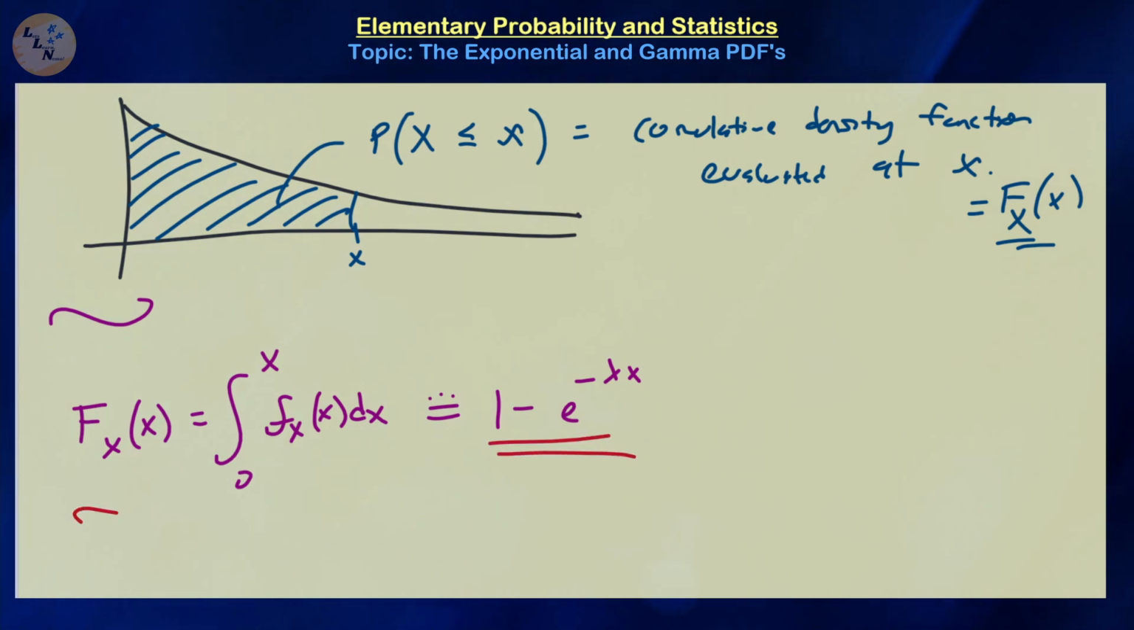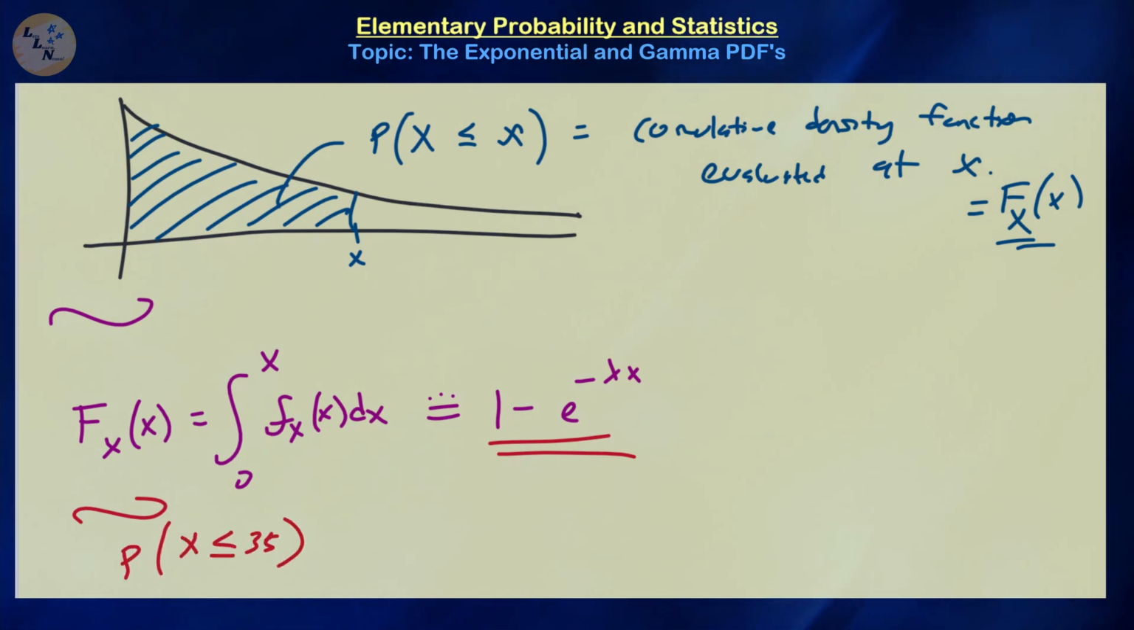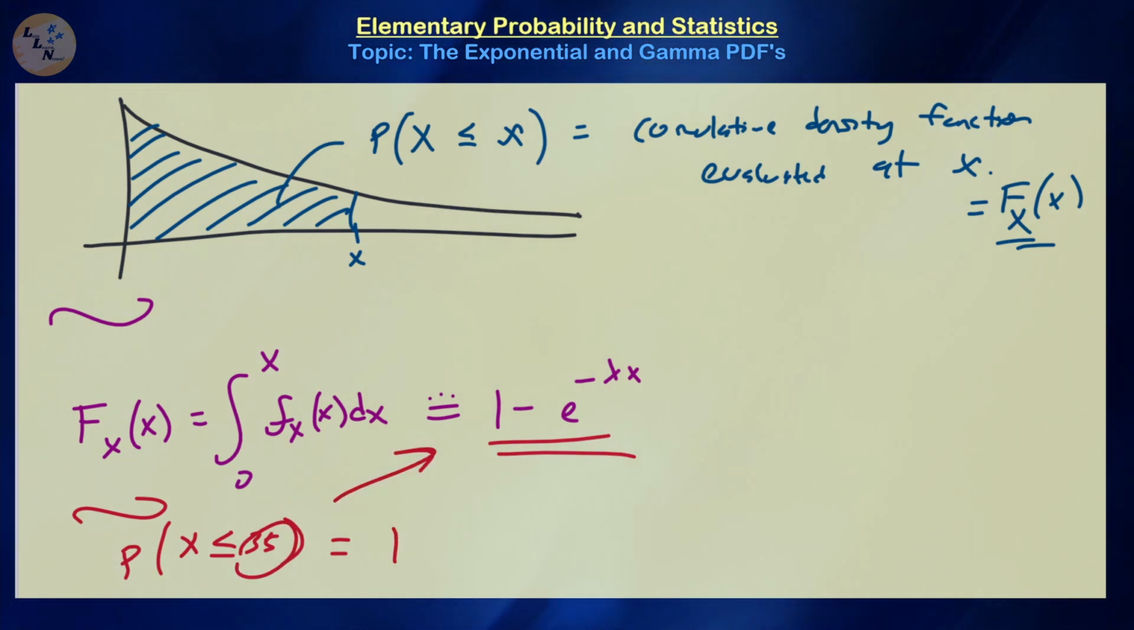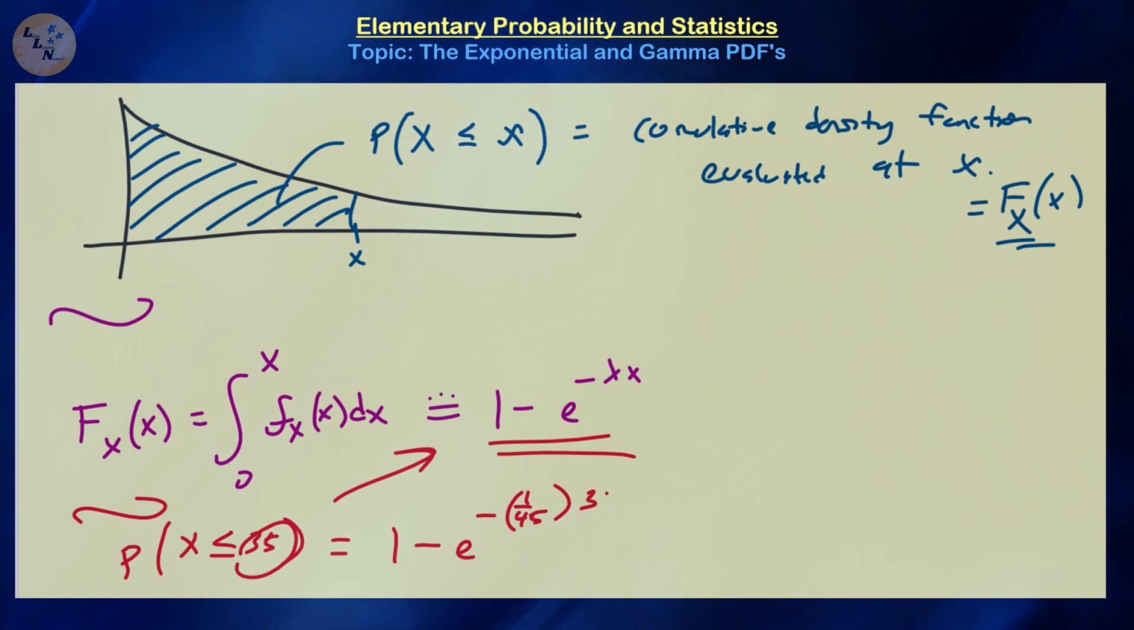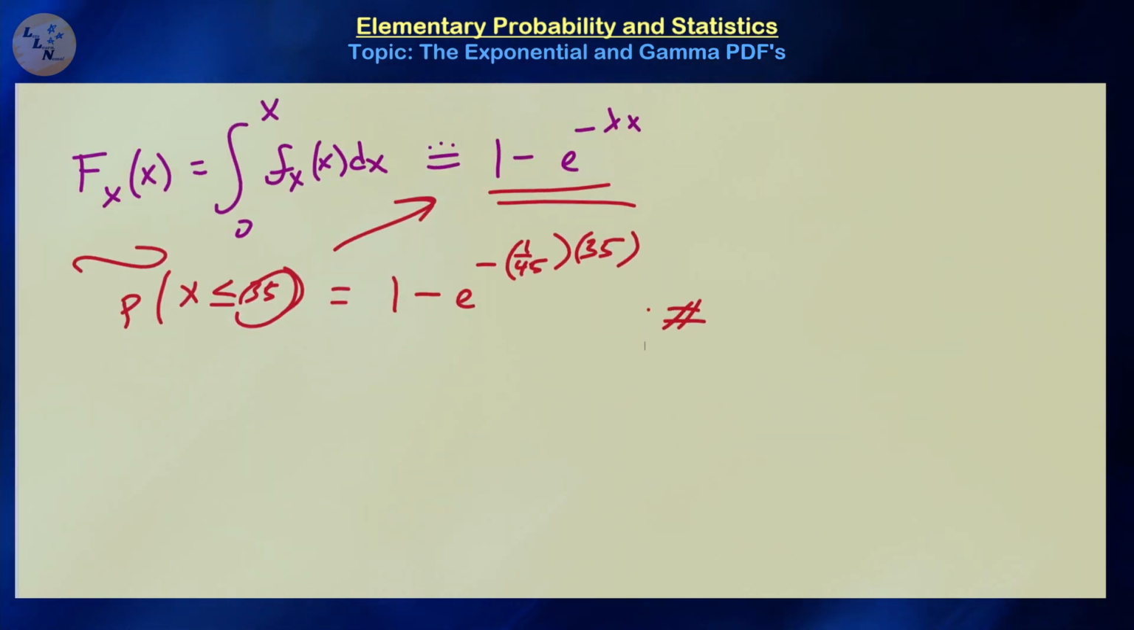So if I were to ask you what is the probability that x is less than or equal to 35, you can actually just plug in 35 into this distribution and get the answer immediately. So that's going to be equal to 1 minus e to the minus lambda. So what was lambda for us? That was going to be 1 over 45, to the power of 35. And once you evaluate that in your calculator, that actually gives you the same exact answer, which is pretty nice.